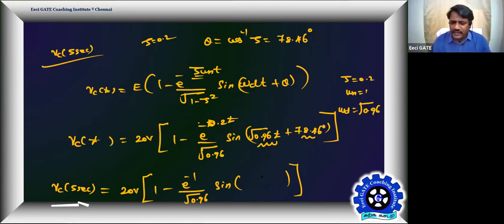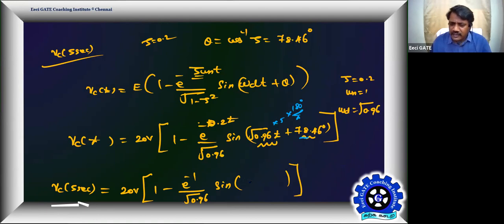So tell me, what is the total angle, anyone? Including the 78.46, you are substituting t = 5. So it is root 0.96 into 5 multiplied by 180 by pi. Convert that into degrees, add it with 78.46. Then you have the result.